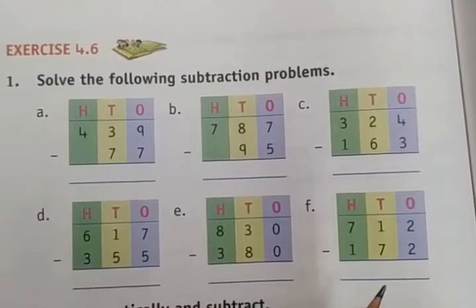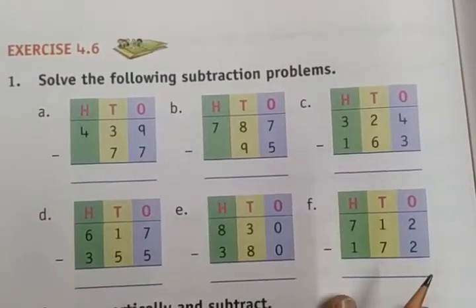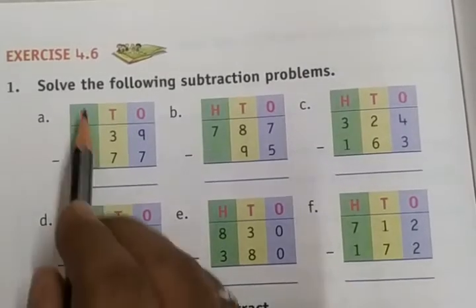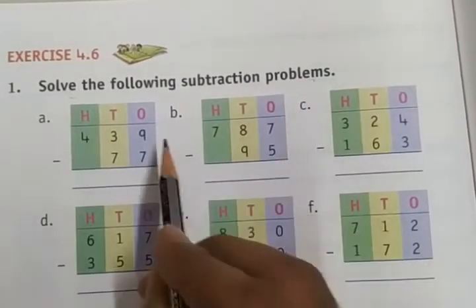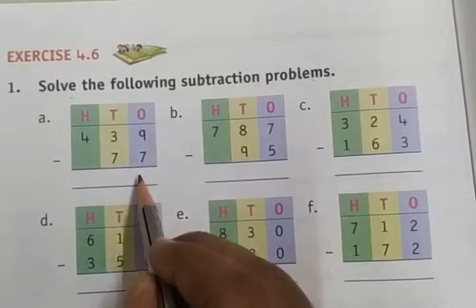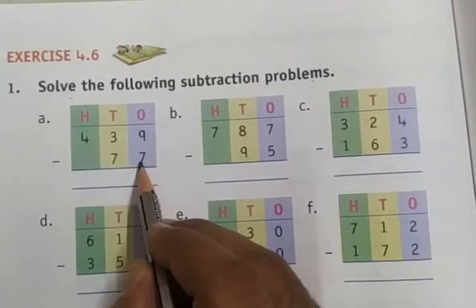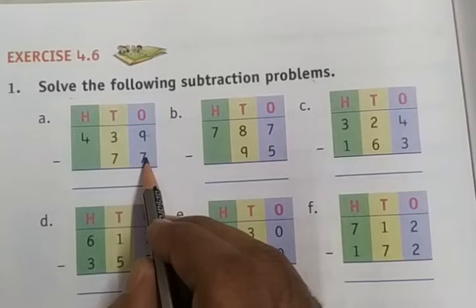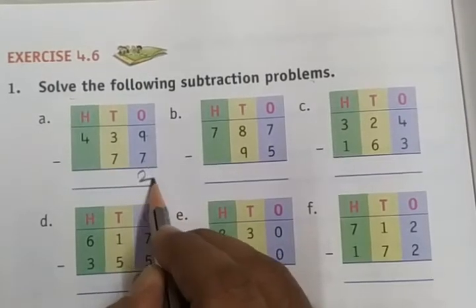See, try to understand one concept, then you will be able to solve any sum. Okay, so you solve the following subtraction problems. So here 9 minus 7 is 2. It's a bigger number, it's a smaller number. You can easily subtract, right? 9 minus 7 is 2.